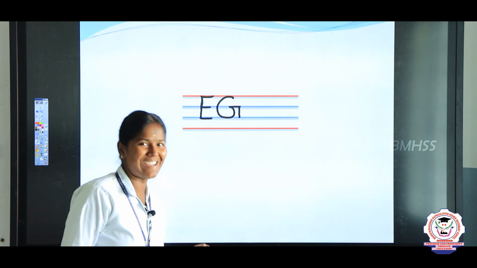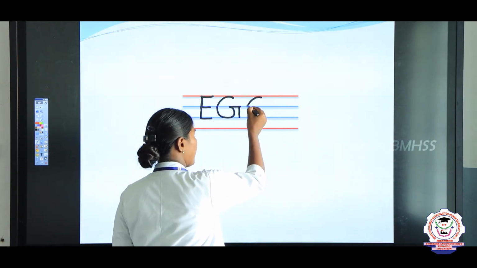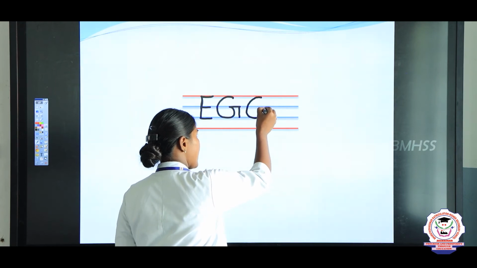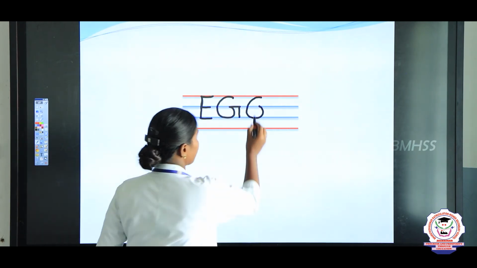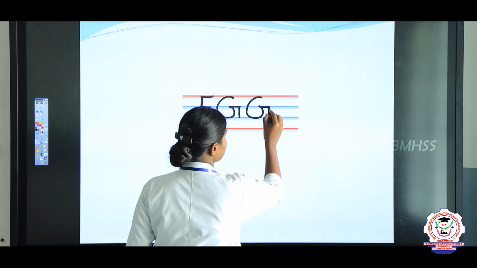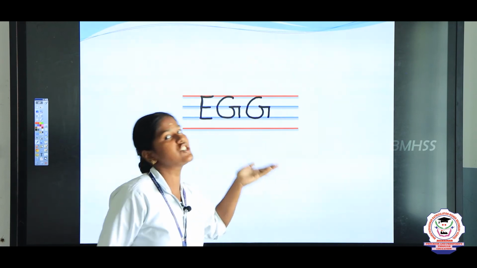So it is easy to write, right? Come, let's write. To write G, touch the top pink line and just come down and go again and touch the top blue line. From there draw one sleeping line like this and draw one standing line. This is also letter G.